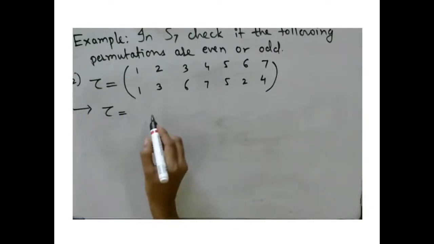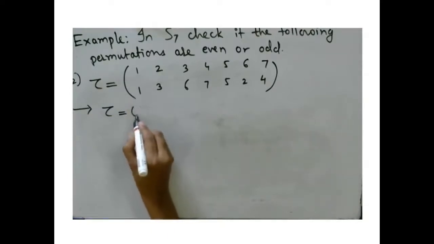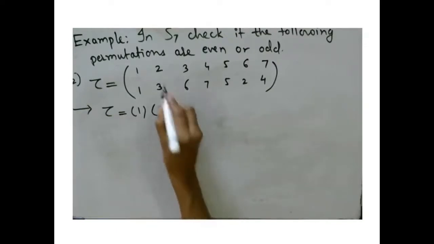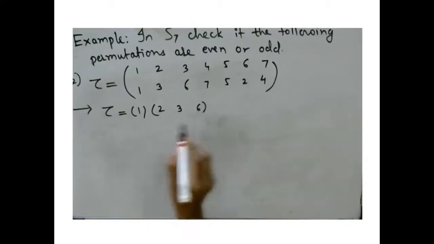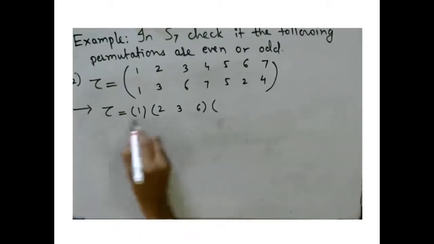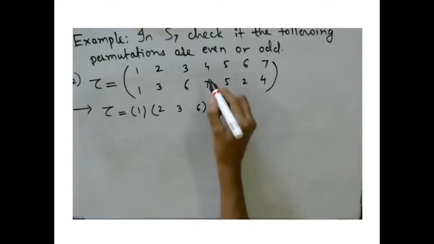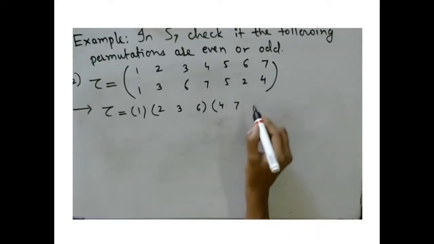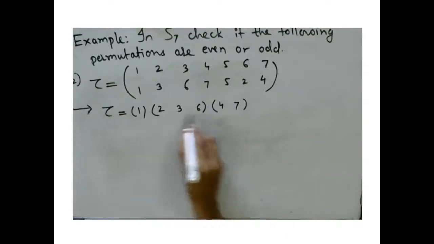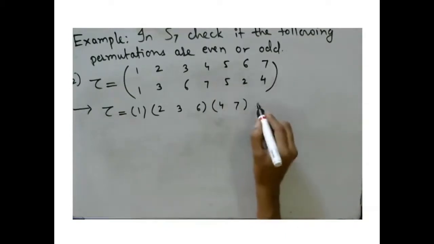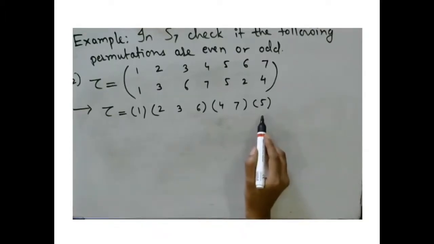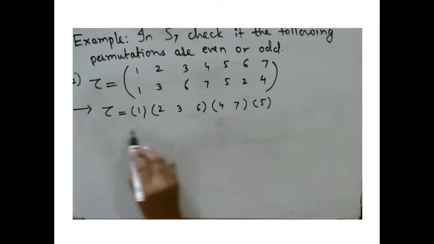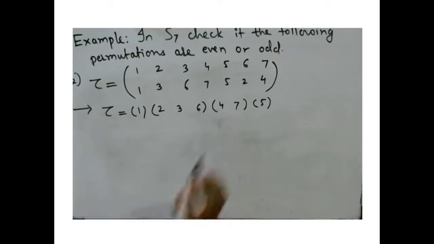First write tau as product of disjoint cycles. So here you observe that 1 is mapping to itself, so you will get first a 1-cycle. Then 2 is mapping to 3, 3 is mapping to 6, 6 is again going back to 2, so close the cycle. Consider an element which is not there in these two cycles, start with 4. 4 is mapping to 7, 7 is mapping to 4 back again. Then consider an element which is not there in these three cycles, which is 5, and you see that 5 is mapping to itself. We have considered all the elements 1, 2, 3, 4, 5, 6, 7. So this is your permutation tau in cyclic notation.